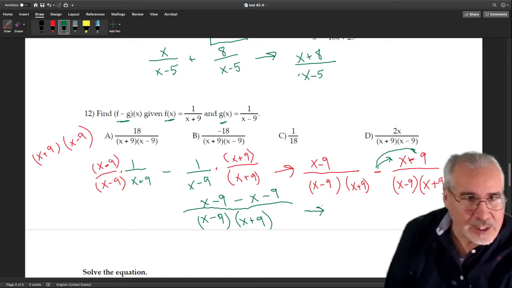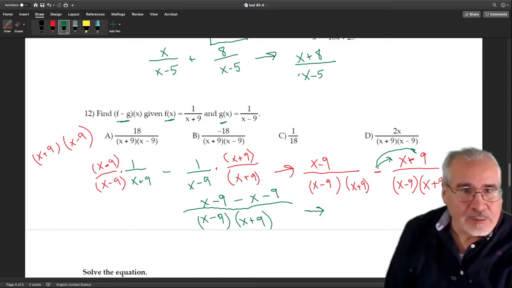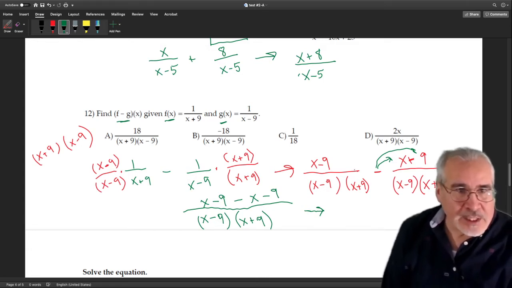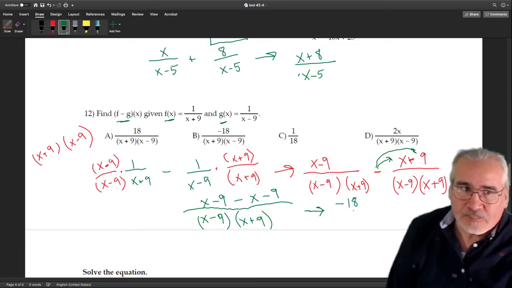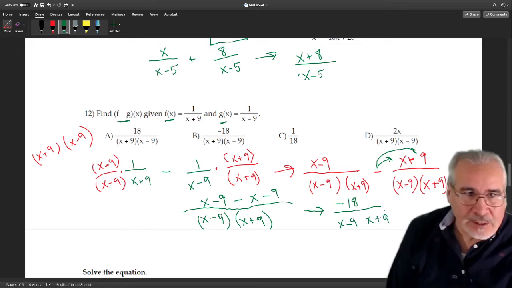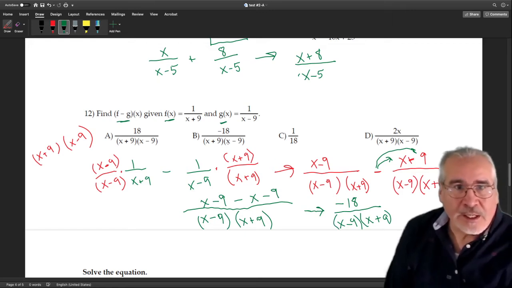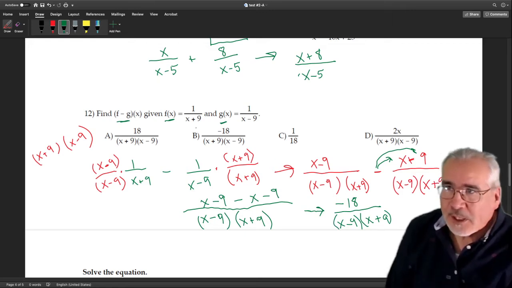Okay, I won't put an equals because it's not really equal. But we got x minus x is 0, negative 9 minus 9, which gives us negative 18 in the numerator, and x minus 9, x plus 9 in the denominator. And that's option B.